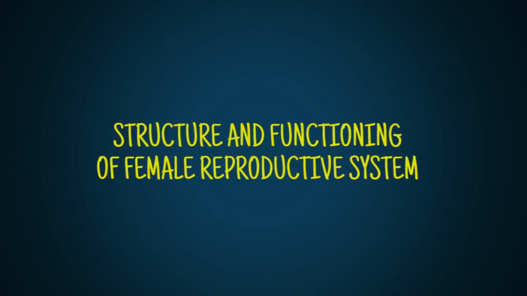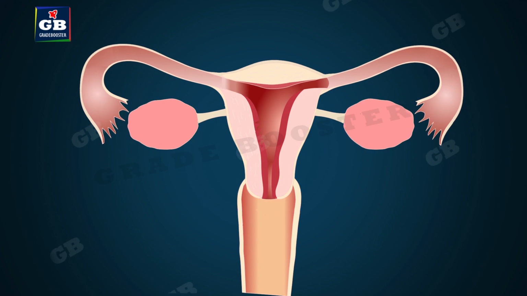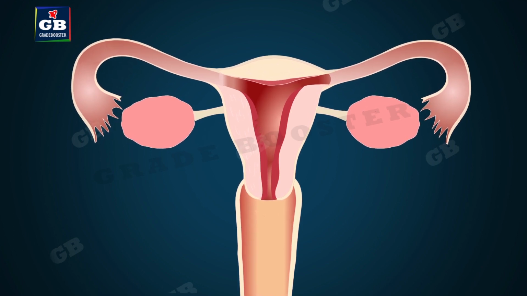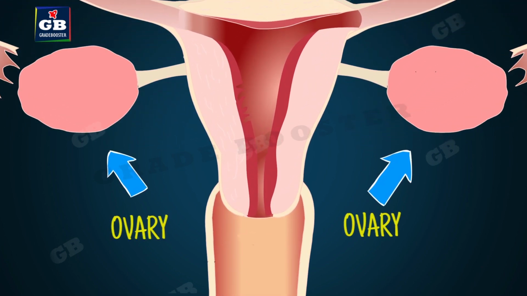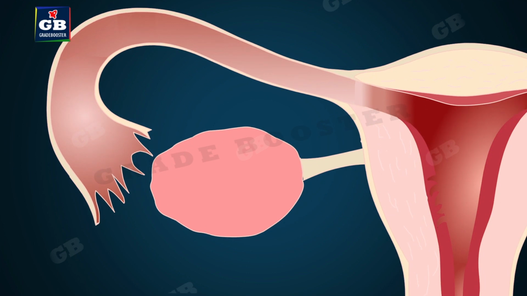Female reproductive system. Let's see the different parts of the female reproductive system. Ovaries. There are a pair of ovaries in the female reproductive system that contain the premature egg cells. Oviducts. There are two oviducts which unite into an elastic bag-like structure known as uterus.